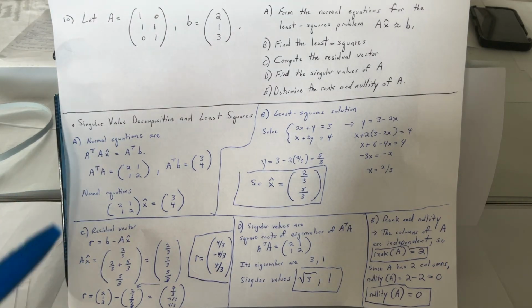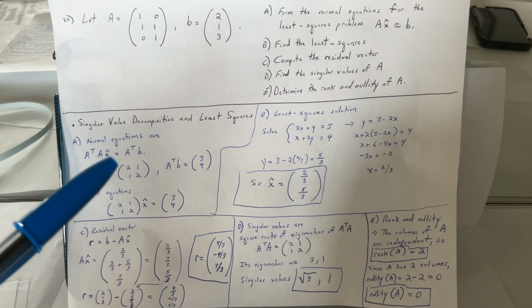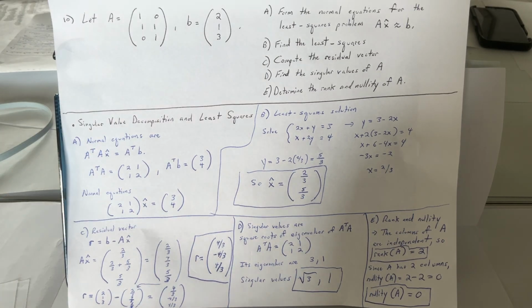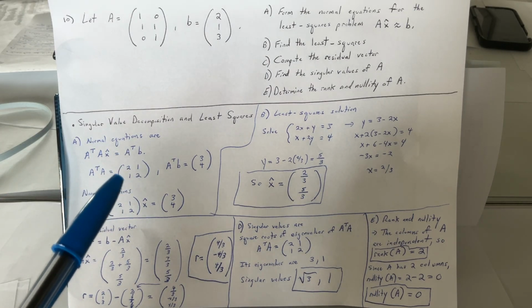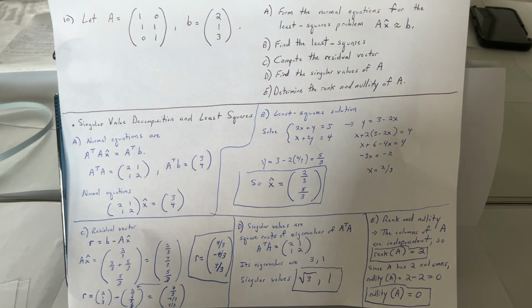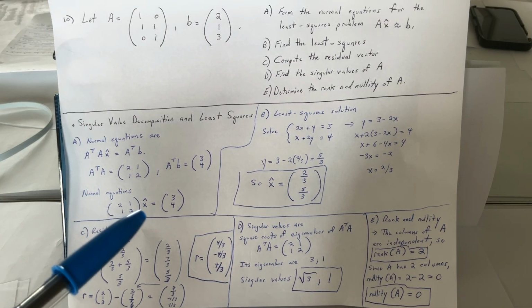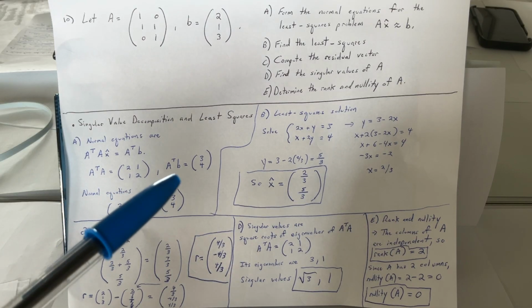So this is a singular value decomposition and least squares problem. Part A, the normal equations are A transpose A x hat equals A transpose B. So A transpose A equals rows 2, 1; 1, 2, and A transpose B equals column 3, 4. Normal equations: rows 2, 1; 1, 2, x hat equals column 3, 4.